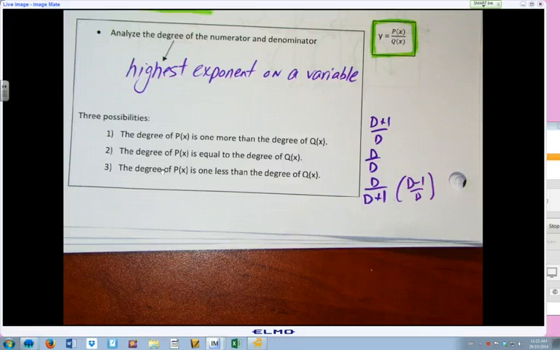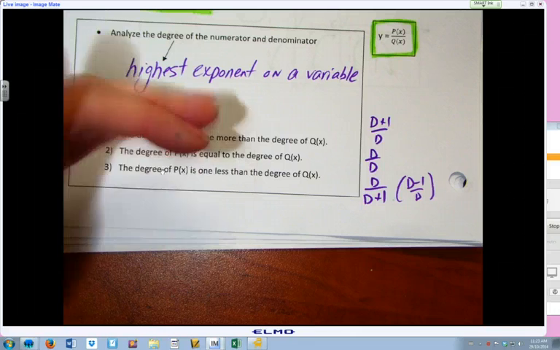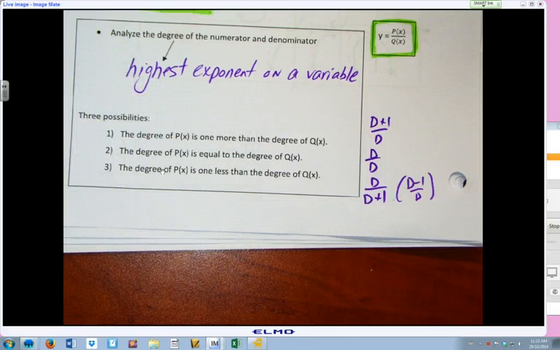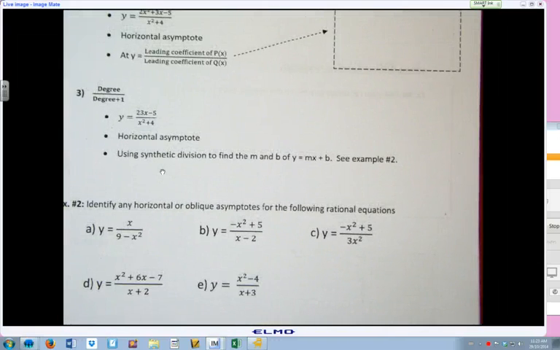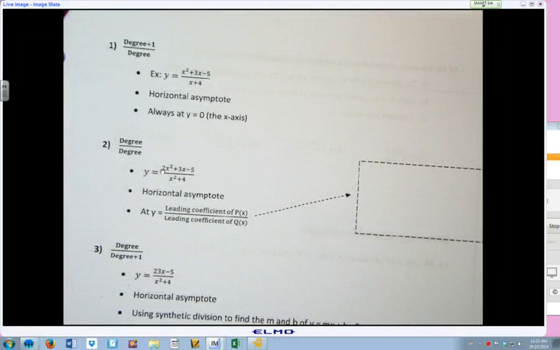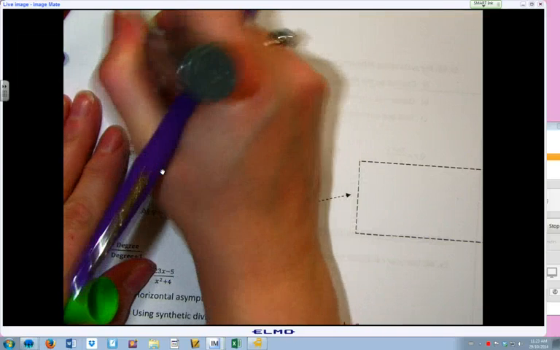There are other possibilities. You can have a difference of 2. You could have a difference of 12. You could have any kind of difference. These are the only 3 we're going to see. It's going to be one of these 3 situations. So what do you do with that? Here are the 3 situations. Degree plus 1 over degree.